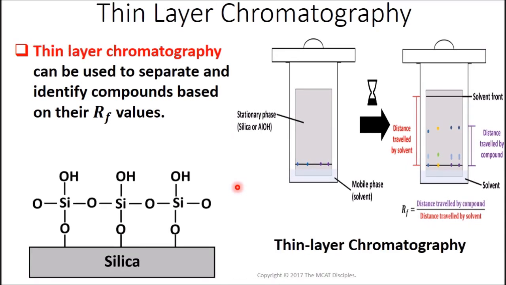There's thin layer chromatography. The only thing different between thin layer chromatography and paper chromatography for our purposes is that the stationary phase is the silica or aluminum hydroxide stationary phase as opposed to cellulose. But they both have OHs coming off of them, and they are all attracted to the OH. So the same properties that you know about paper chromatography are also true for thin layer chromatography. So the more polar compounds will be attracted to the silica, and the less polar compounds will be less attracted to the silica and move more quickly. So this would be, let's say, a less polar compound. This would be a more polar compound.